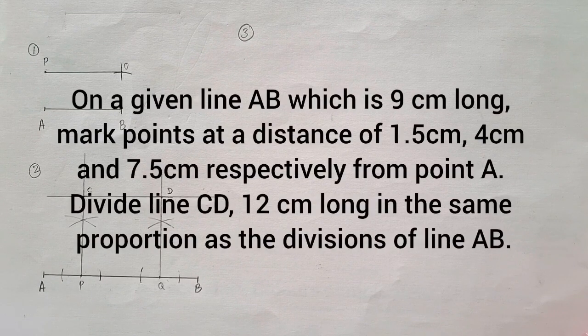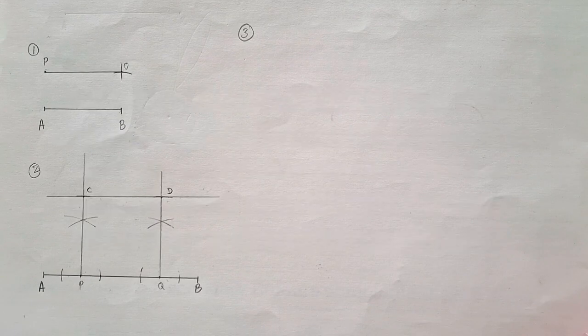On a given line AB, which is 9 cm long, mark points at a distance of 1.5 cm, 4 cm and 7.5 cm respectively from point A. Divide line CD 12 cm long in the same proportion as the divisions of line AB. So that was a very long question, but we can divide it into parts and perform the construction. So first of all, they have asked us to draw a line AB which is 9 cm long.